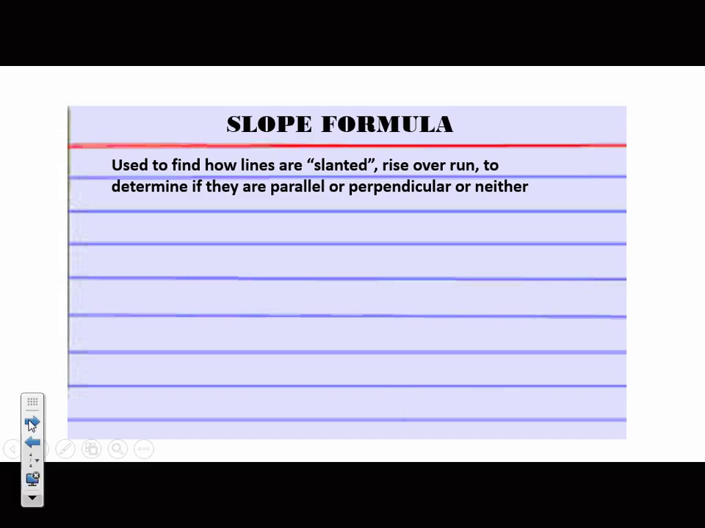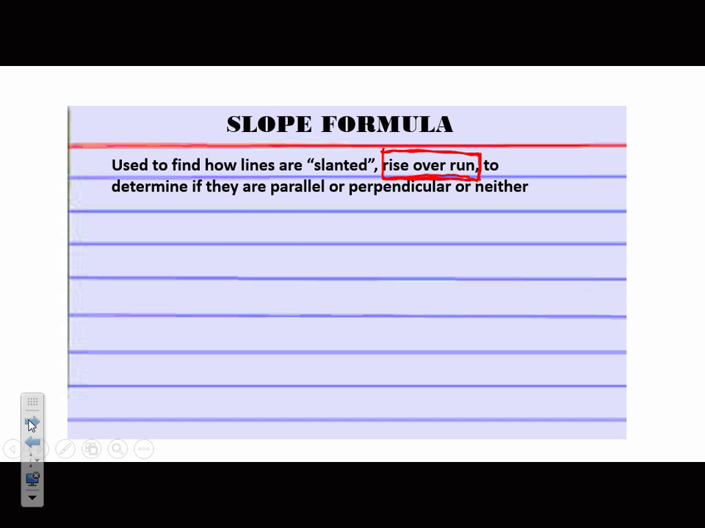So make sure we have this. This is our slope formula, how we're going to find slope. Used to find the lines that are slanted. Remember, this is also important because we'll use this a lot, you guys. It's the rise over run. So make sure you have this written down, okay? It's used to determine if they are parallel or perpendicular or neither. So that's what we're going to be doing, determining whether things are parallel, perpendicular, or neither.